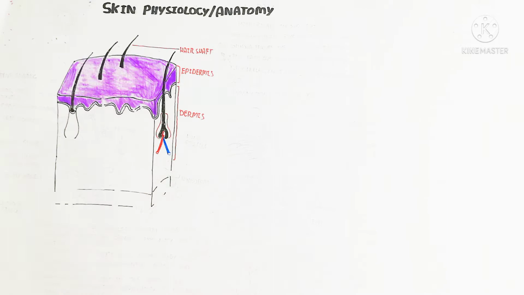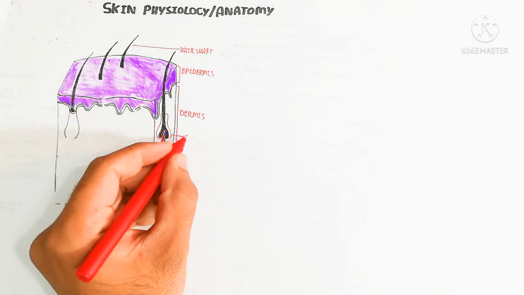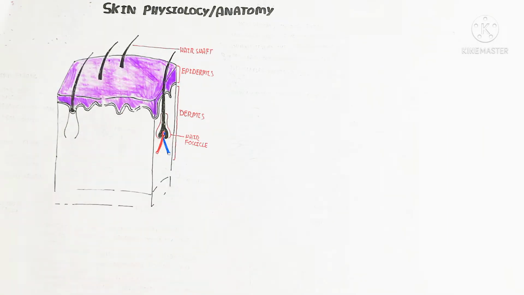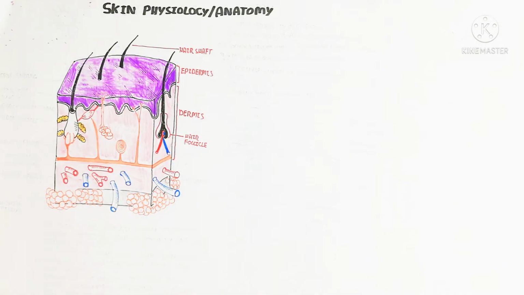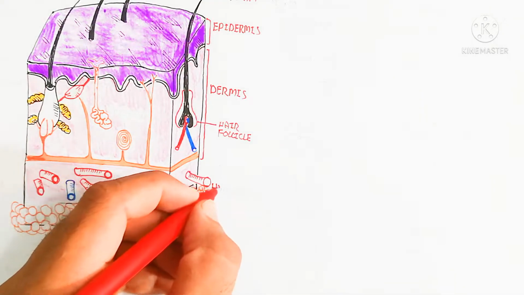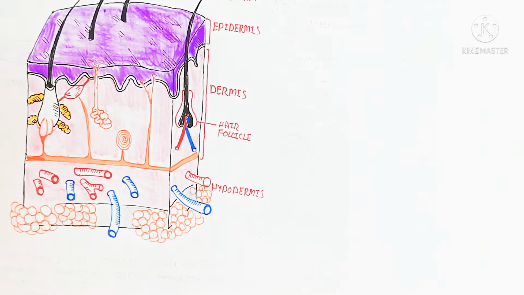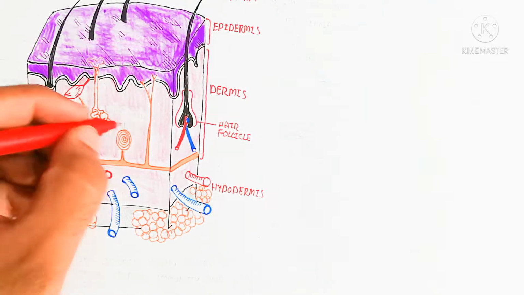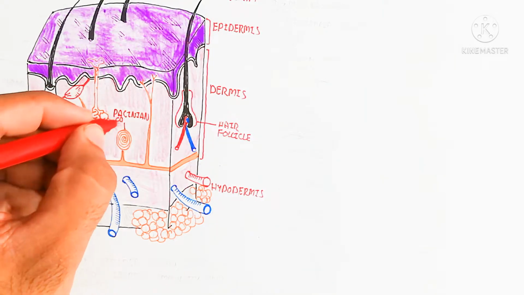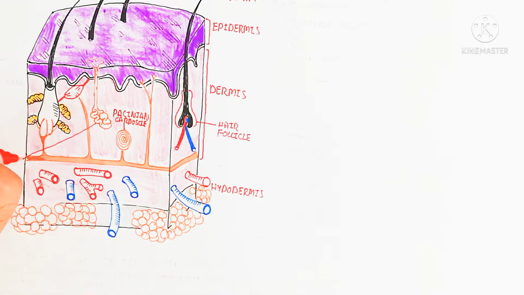In this way you can see this is the dermis, and the dermis contains a hair follicle, a nerve fiber, a sebaceous gland, as well as the exocrine sweat gland. Another important thing is the arrector pili muscle. This arrector pili muscle gives the goosebumps during cold weather.